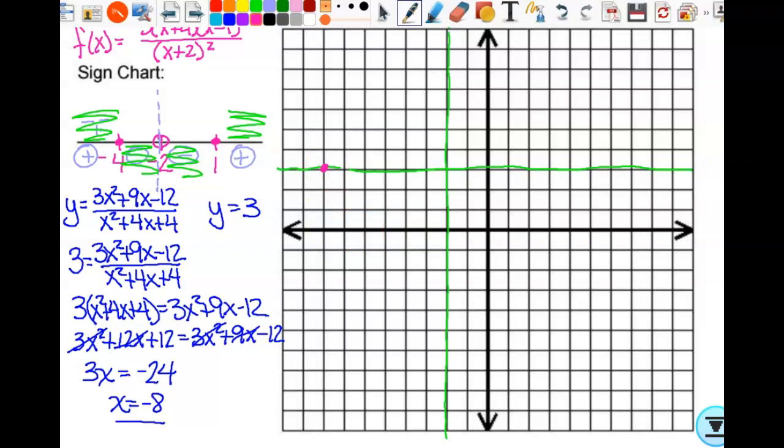Then let's get the rest of this stuff on here. I have roots at negative 4 and at 1 and a y-intercept at negative 3. Okay. So think through the sign chart and what we have here and see if you can get an idea of what it looks like. If you're feeling confident, you can go ahead and draw it in. But I'll give you a second to think about it, and then I will talk you through it.